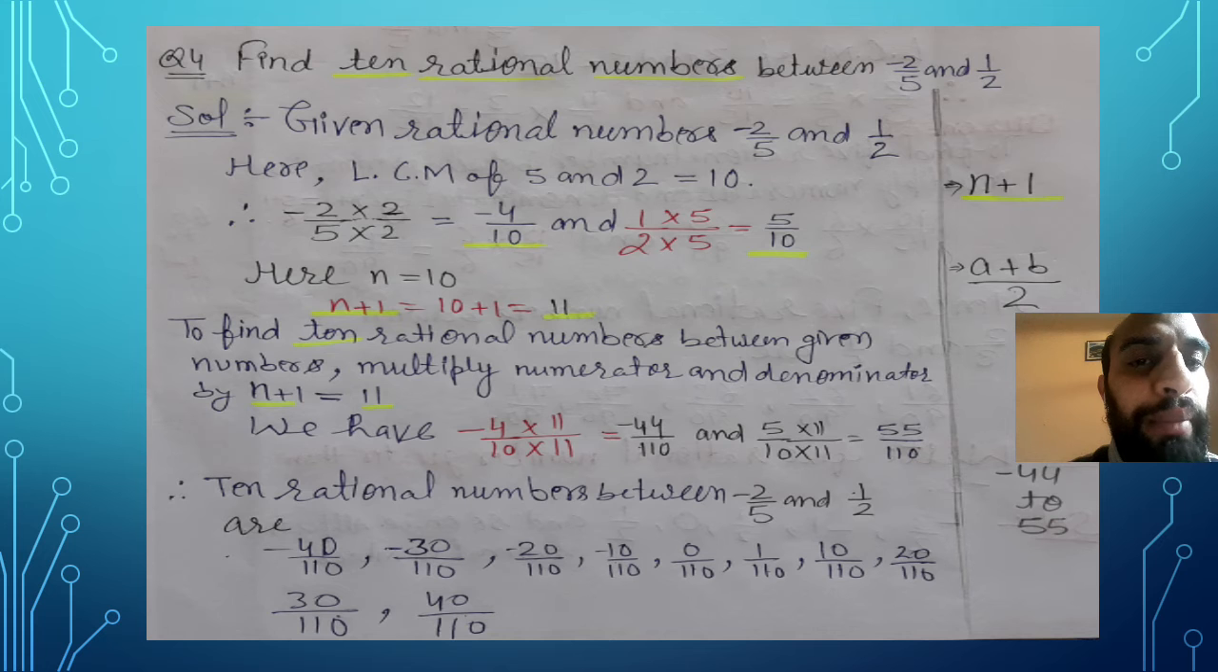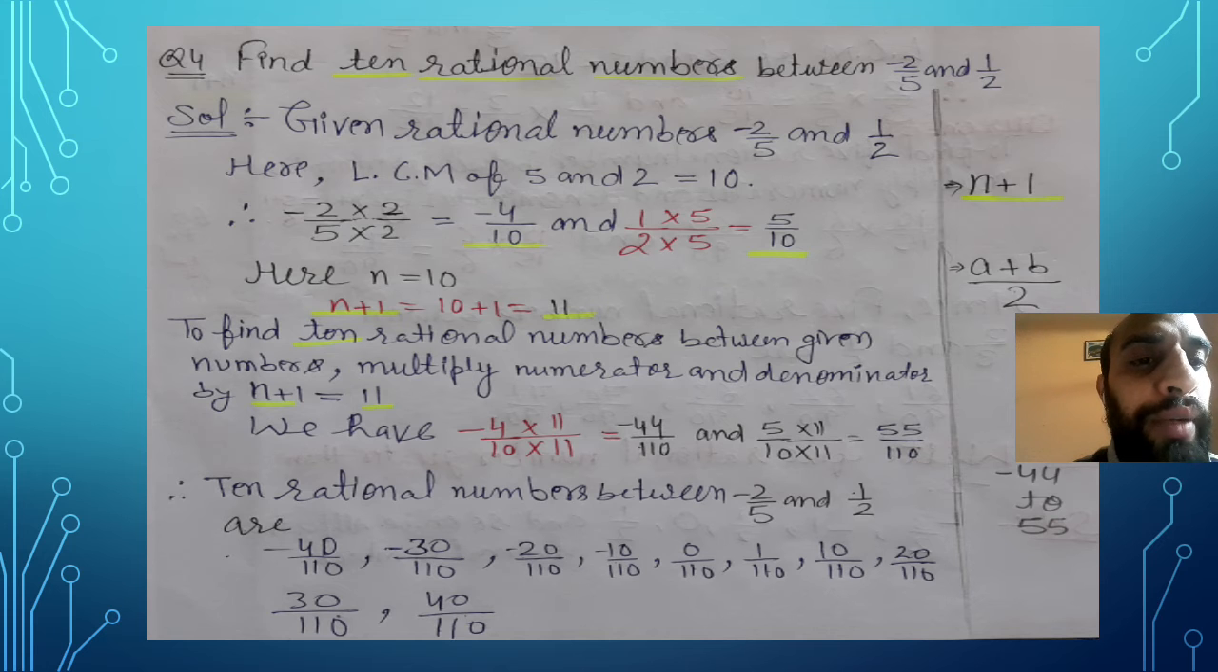After finding this number, you need to multiply minus 4 upon 10 and 5 upon 10 by 11. So to find 10 rational numbers between given numbers, multiply numerator and denominator by n plus 1, that is 11. So you can see I have written, we have minus 4 into 11 upon 10 into 11.